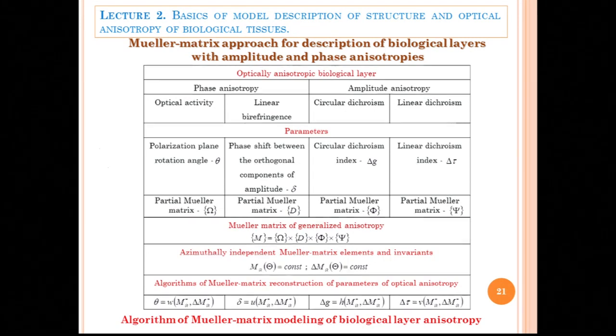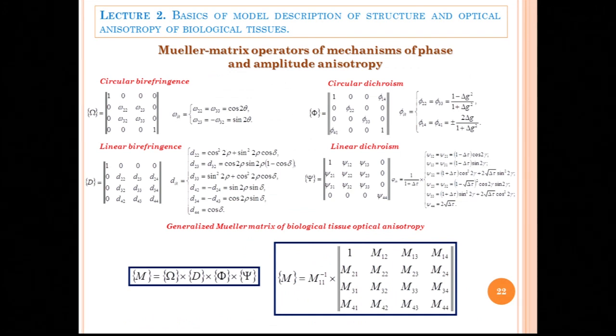Okay. Just a bit of matrix algebra for circular and linear birefringence, for circular and linear dichroisms. Here you can see these parameters. Here, rho is the orientation of the fibril in the tissue at every point. Delta is the phase shift that this fibril brings between orthogonal components of polarization. Here, the values of absorption. So the generalized Mueller matrix is as follows. This is the normalized Mueller matrix, where this element is zero, is unity.